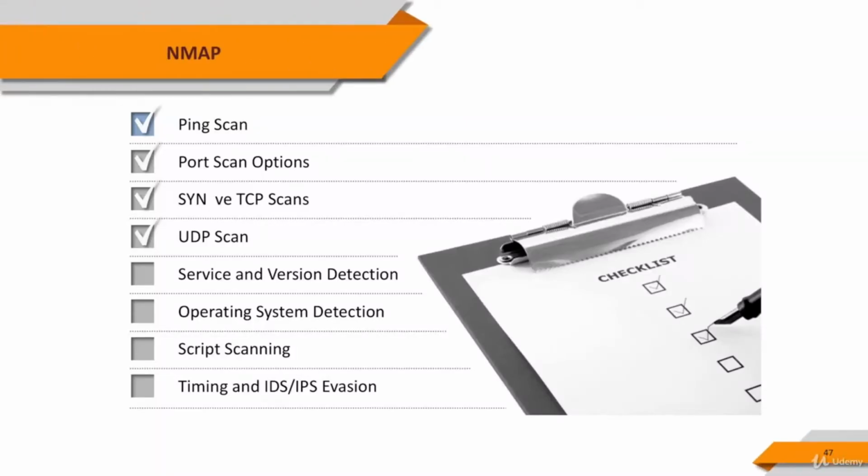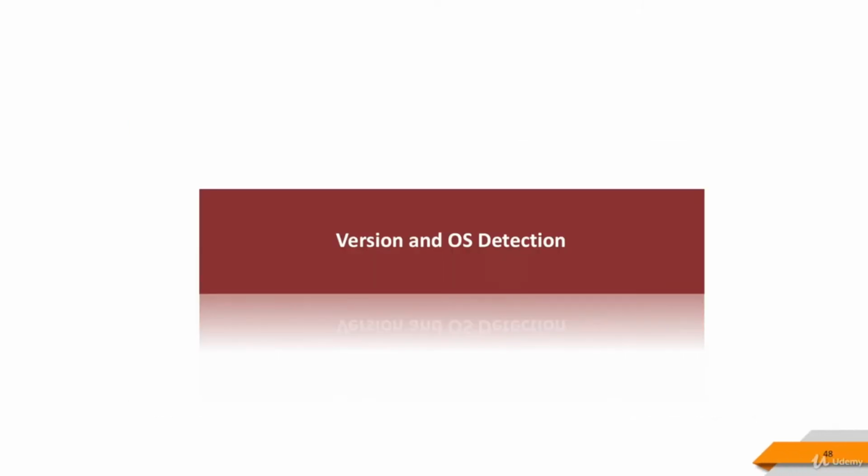In those Nmap lectures, we have seen no port scan, also known as ping scan, different ways of scanning ports, SYN scan, also known as half-open scanning, TCP scan, also known as TCP connect scan, and UDP scan. Now let's see some more details to be able to use Nmap more effectively. We have found the hosts and open ports of them. Now is the time to find out the services which are listening to those ports, and the version of those services. In addition, let's detect the operating systems running on those systems.